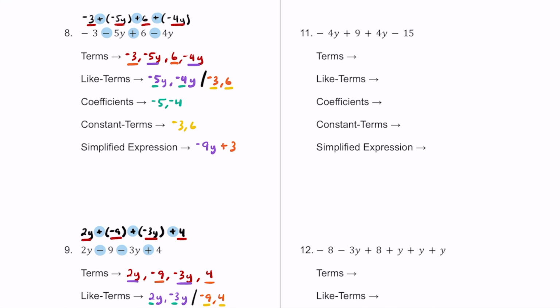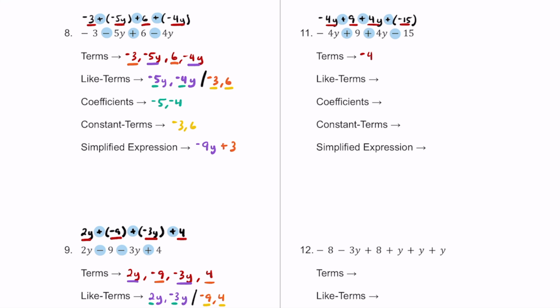For number 11, we have this negative 4y plus 9 plus 4y minus 15. We almost had all plus signs, but we have to do a little bit of work here. So we like these, but instead of writing minus 15, we can add the opposite. So negative 4y plus 9 plus 4y plus a negative 15. Right, if we add the opposite or keep, change, and flip it to the opposite. So we have a plus, and a plus here. So we have 4 terms, 1, 2, 3, and 4.